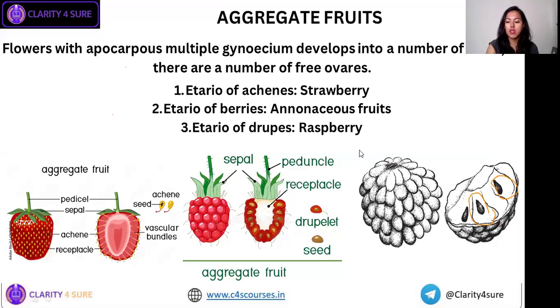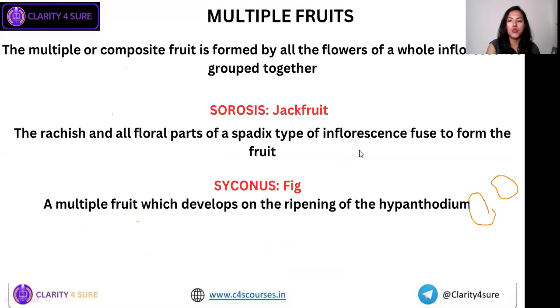So then next, let us move to the multiple fruits. So in case of multiple fruits, what you will see here is that a multiple or composite fruit is formed by what? All the flowers of a whole inflorescence, right? They're grouped together. So there are two forms of multiple fruits. One is your sorosis, the other one is your syconus, right?